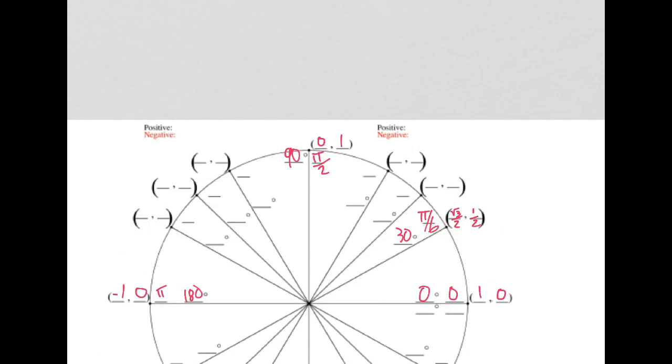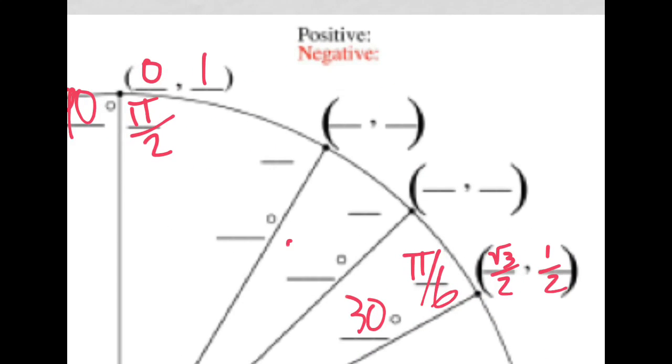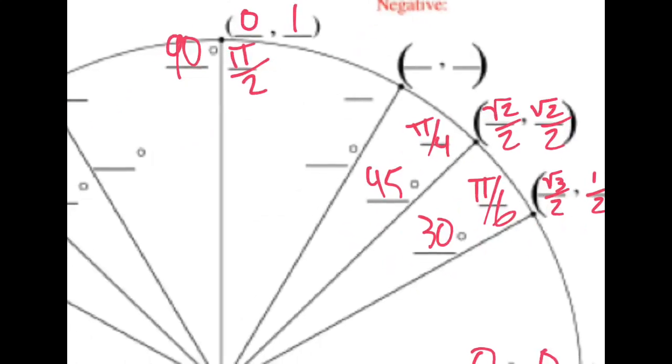Okay, well, what's special about the next point, which is 45 degrees? Well, 45 is the same as pi over 4, and I remember that these 2 values are the same, and they really only include one number to remember. We get root 2 over 2 and root 2 over 2. They are the same. That is nice.